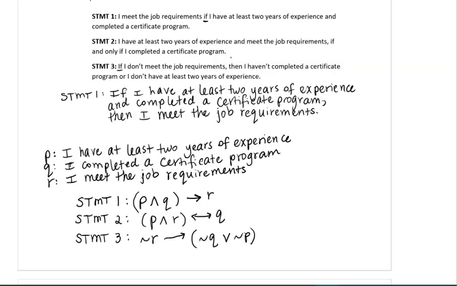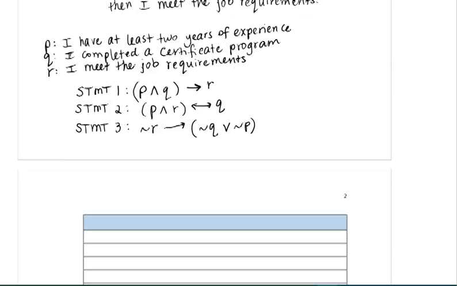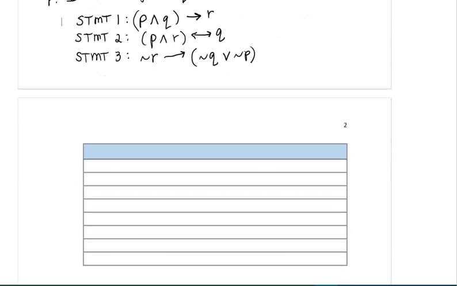Now, to determine if any of these statements are logically equivalent, I could create truth tables and then compare the truth values for these overall statements. I can make 3 different truth tables and then compare, or I can set this up in one big truth table, which is what I'm going to do. So we have to start with P, Q, and R. In statement 3, all of these are being negated.